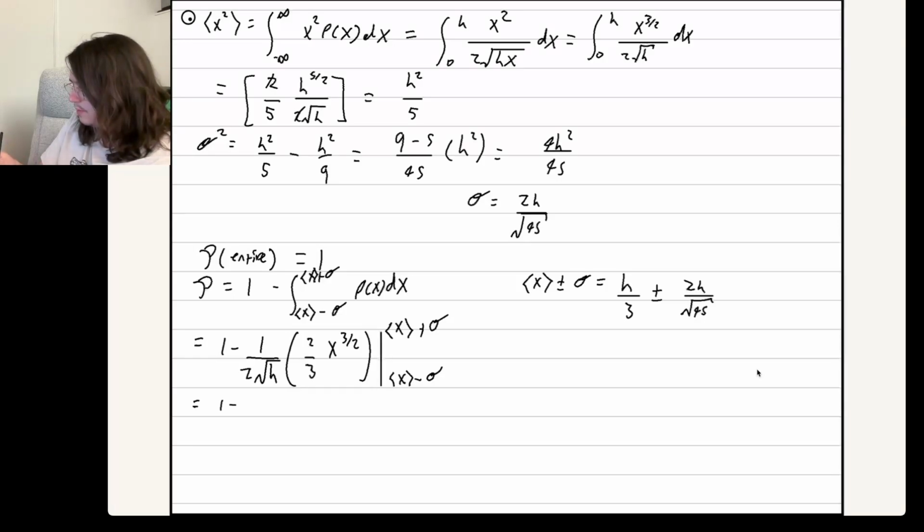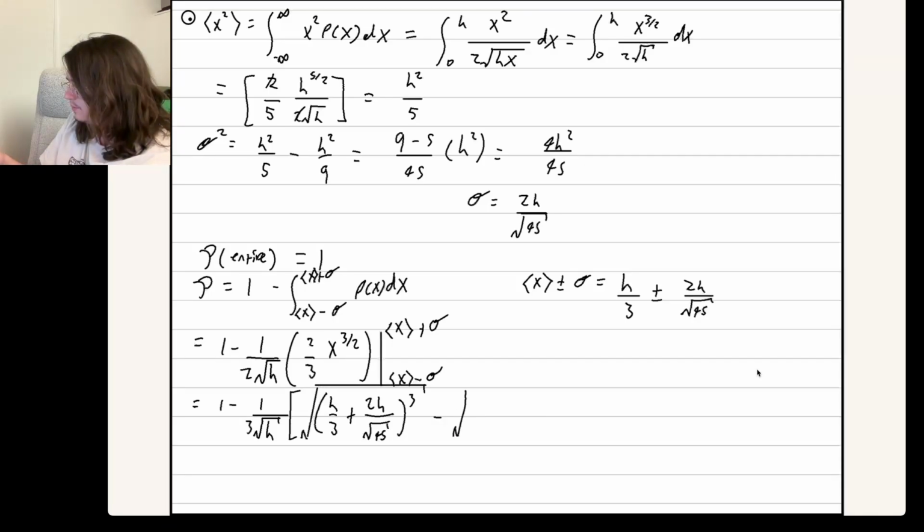So you'll get 1 minus 1 over root h, 3 root h even, and then in here you'll have the square root of h over 3 plus 2h over root 45, to the third, minus the square root of h over 3 minus 2h over root 45, to the third, both under radicals.